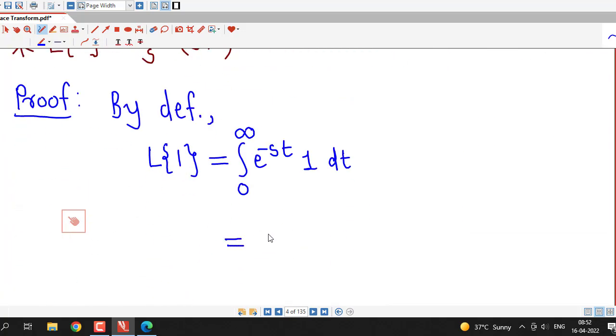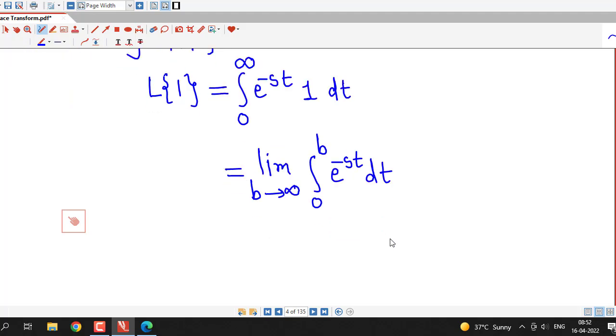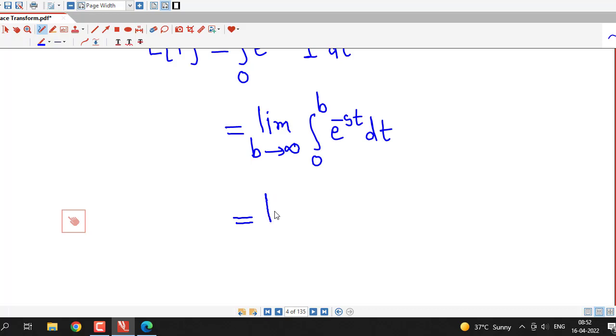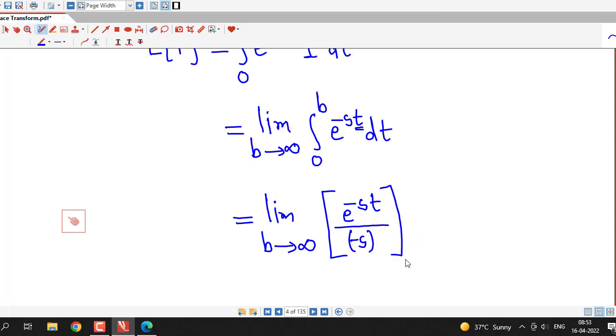So if you observe that this is improper integral of first kind, so we can write this as limit b tending to infinity integral from 0 to b e raised to minus st dt, and this is easy to integrate. Integral of exponential function is exponential function itself, and we have to divide by coefficient of t, which is minus s here. So integral is e raised to minus st divided by minus s. Limits of t are from 0 to b.